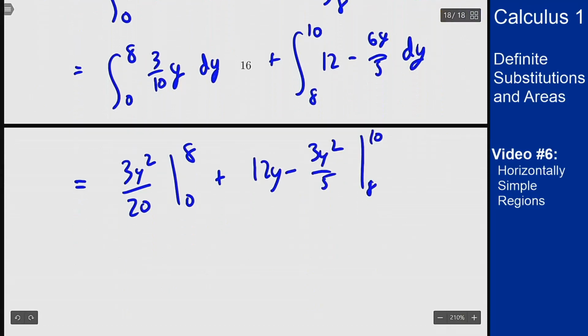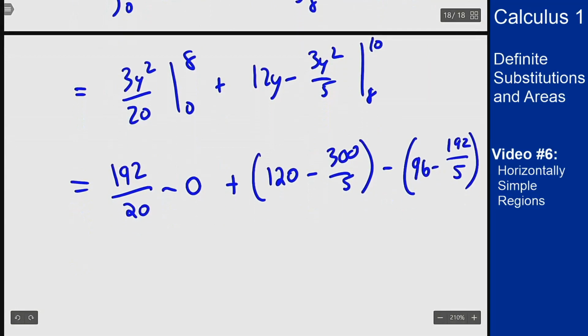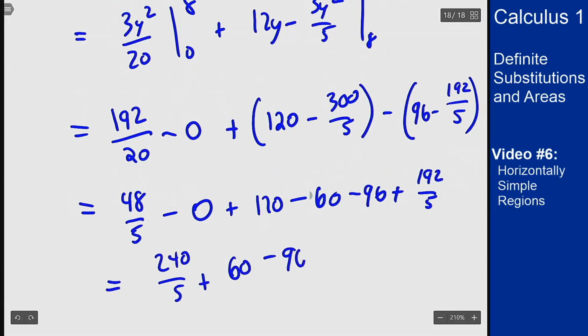We can plug in our endpoints, which gives us that, and then we can start simplifying things out. Simplify some fractions, cancel out some terms. The two denominators with 5 combine to 240 over 5, plus that gives me a 60 minus a 96. 240 over 5 is 48, and this comes out to 12, just like it should.